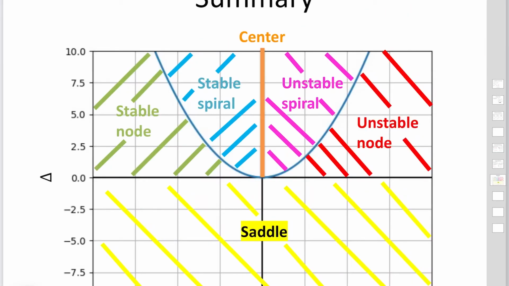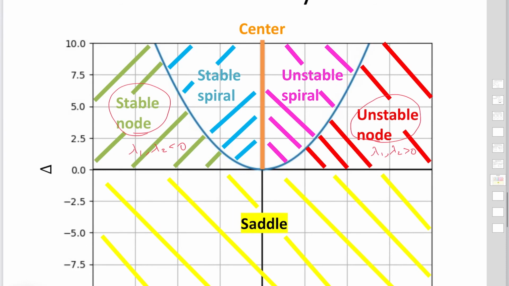Okay, this is a summary of our findings. When lambda sub 1 and lambda sub 2 are both negative quantities, it becomes a stable node. In this case, tau is negative and delta is positive. When lambda sub 1 and lambda sub 2 are both positive quantities, then tau is positive and delta is positive, and the unstable node corresponds to these regions. When lambda sub 1 is a negative quantity and lambda sub 2 is a positive quantity, that corresponds to the saddle point. In this situation, delta is a negative quantity, corresponding to this region.